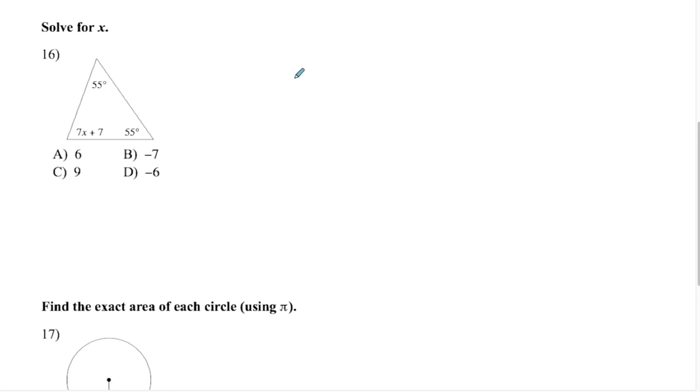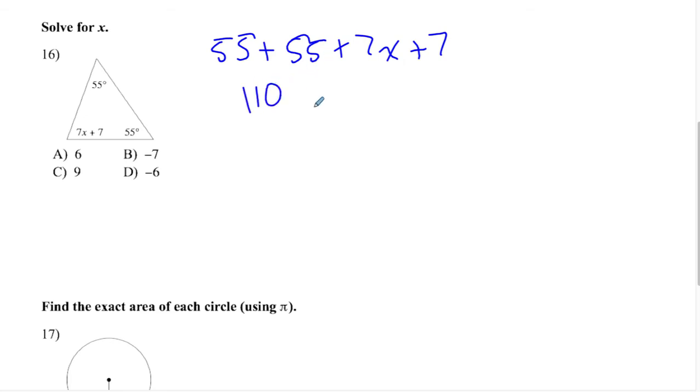All right, so here we go. We have 55 plus 55 plus 7x plus 7. And then 55 plus 55 is 110. Add the 7, that's going to be 117 plus 7x. And all that should be set equal to 180. Okay, subtract 117 from both sides.